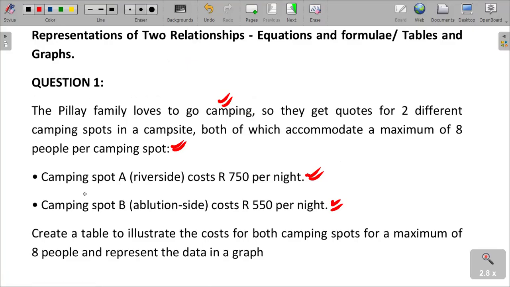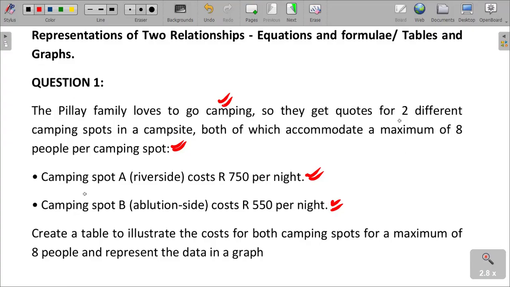So now we are just supposed to know that if it is a constant graph, it means that the relationship is a fixed relationship, it remains the same. So what does it mean? It means the number of people can increase, however, the cost of the camping site remains the same. For how many people we are given here, the question wants you to understand that this is for a maximum.